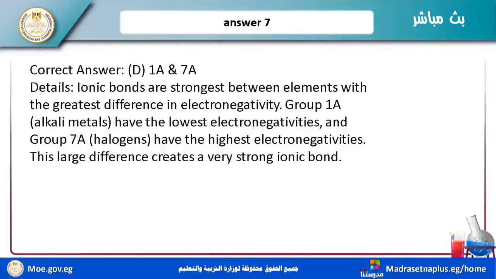Ionic bonds are strongest between elements with the greatest difference in electronegativity. Group 1A, as I told you before, is the alkali metals, the first group on the left side of the periodic table with the lowest electronegativity, and group 7A halogens have the highest electronegativities. This large difference creates a very strong ionic bond.